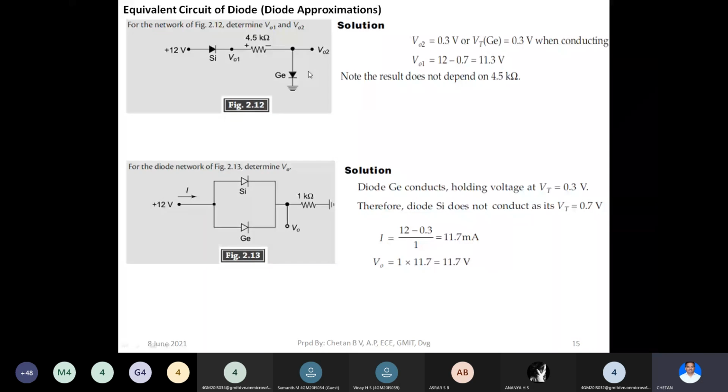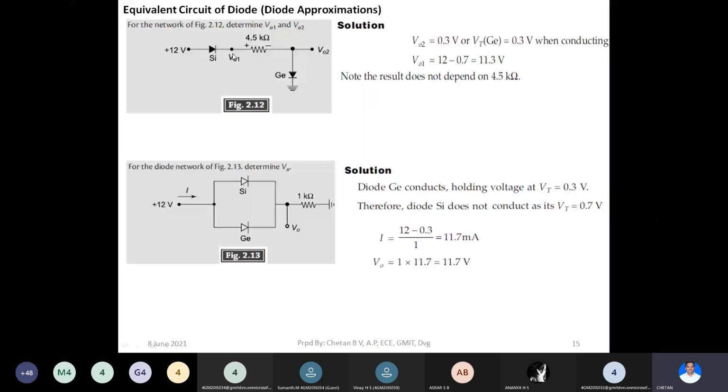So the first thing is, easily we can find out what V02 is. V02 is the voltage across this germanium diode, and assuming the germanium diode is forward biased, the voltage across a forward biased diode would be exactly equal to VT, that is the threshold or knee voltage. The knee voltage for this germanium diode is 0.3. Therefore, V02 is 0.3. Once we get this, we have to calculate the remaining part, that is V01, right?